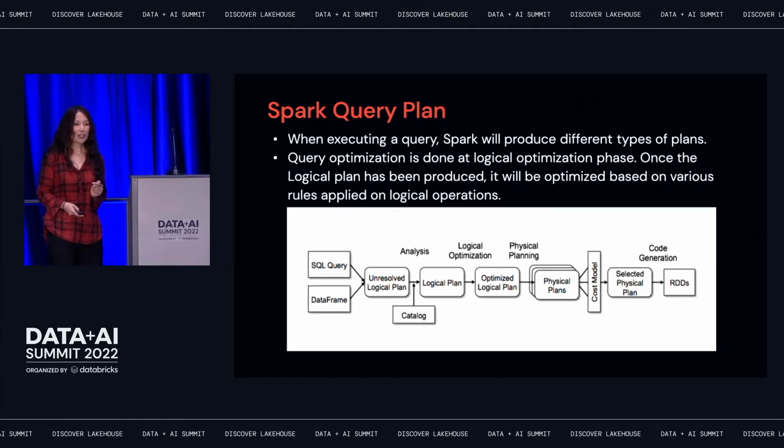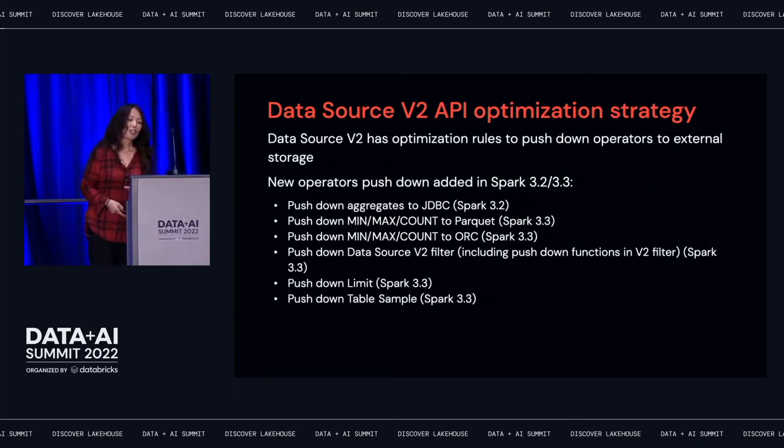And then it will go through the logical optimization phase. Basically, it will apply a bunch of optimization rules to generate the optimized logical plan. And then it will go through physical planning to get the physical plans. Our operator pushdown will happen at the logical optimization phase. So basically, data source v2 has several operator pushdown rules to push down the operator to the external storage.